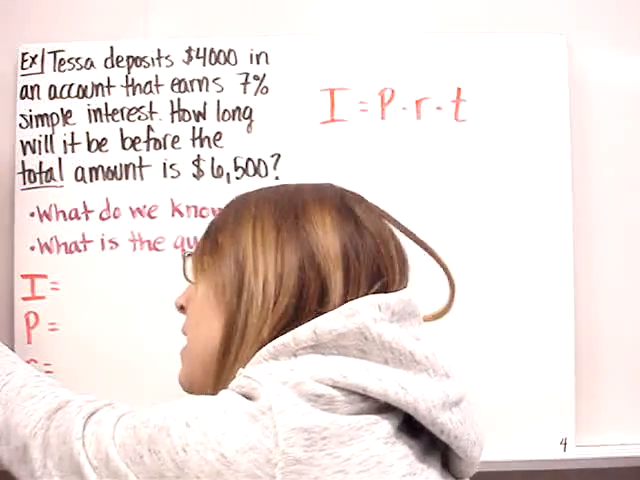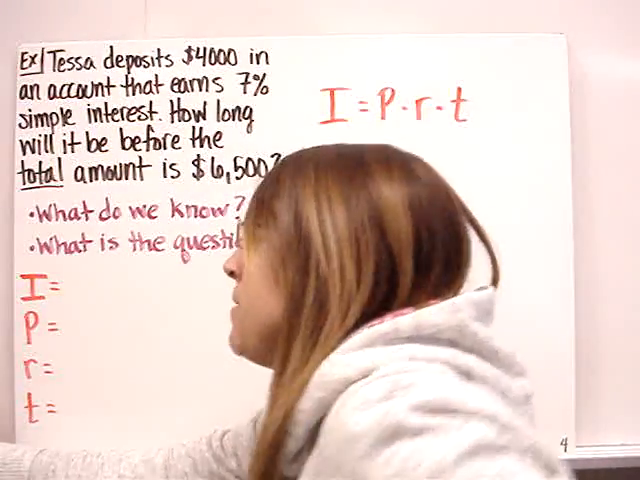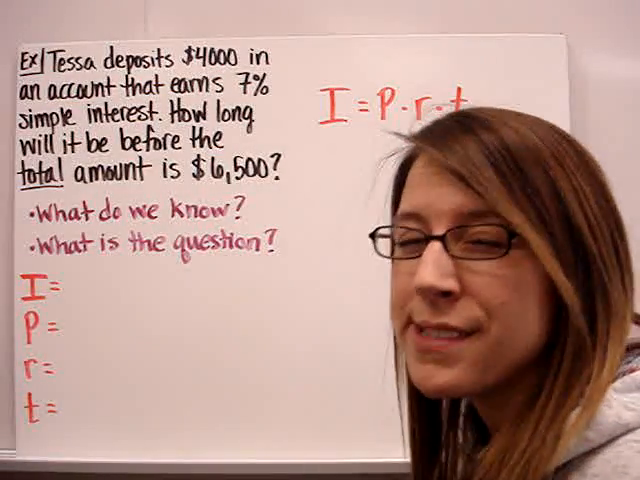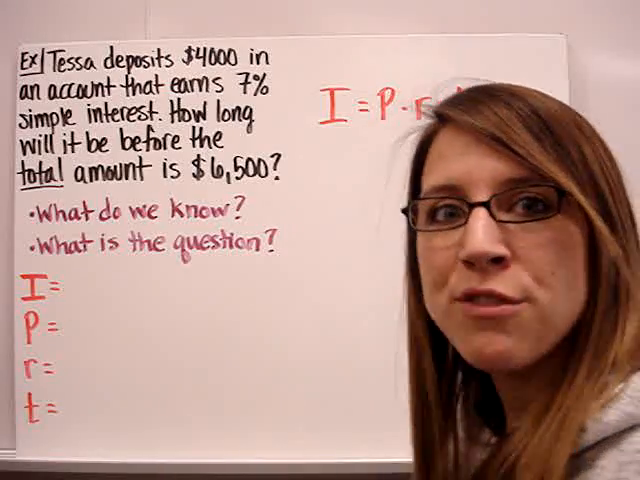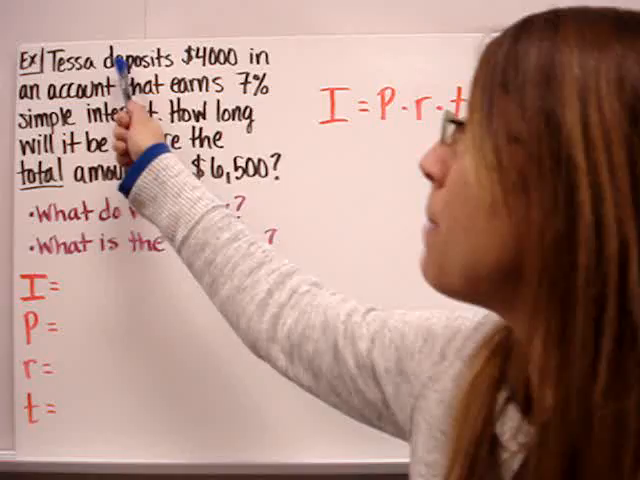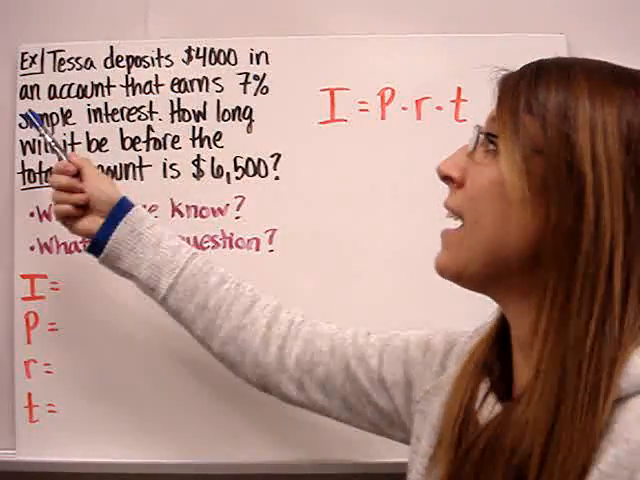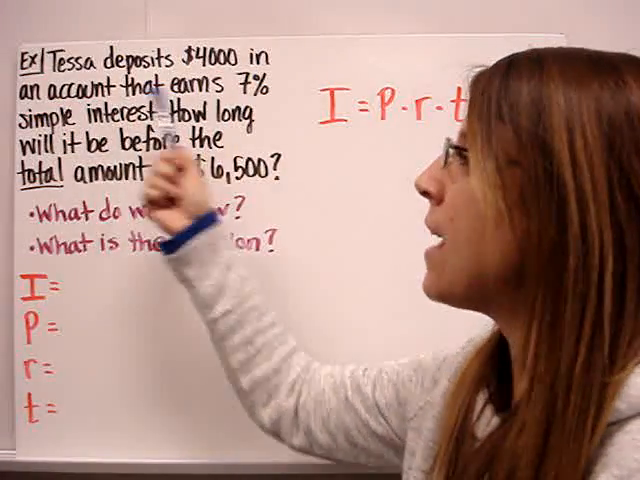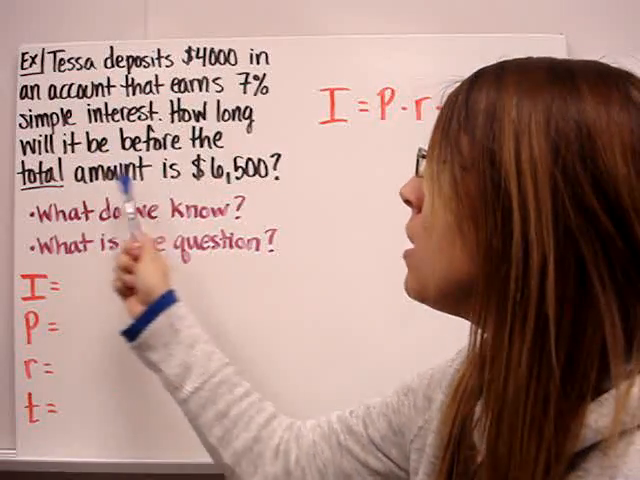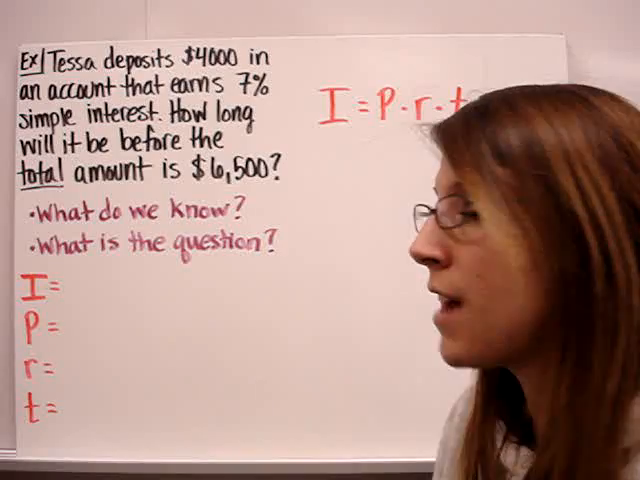So we're going to try some examples using the equation. And we actually start more challenging and then end up a little bit easier. I thought that this way I would have your focus the most. So, our first example is, Tessa deposits $4,000 in an account that earns 7% simple interest. How long will it be before the total amount is $6,500?